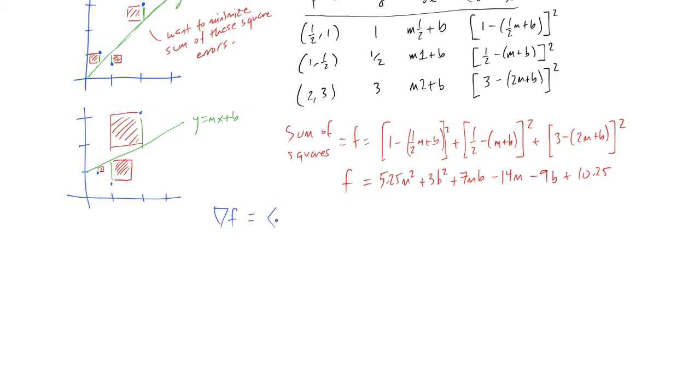So the gradient of this is the derivative with respect to m. We're going to call m our first variable, so maybe I should just make that clear here. So m is our first variable, and b is our second variable. So when I take the derivative of this, I'll get 10.5 m plus 7b minus 14. And then the derivative with respect to b is 6b plus 7m minus 9. This is equal to 0. And so each of those components is equal to 0.